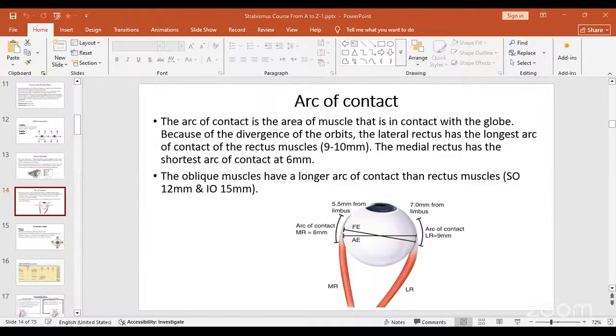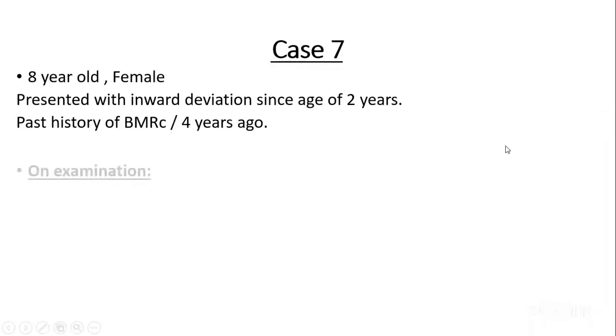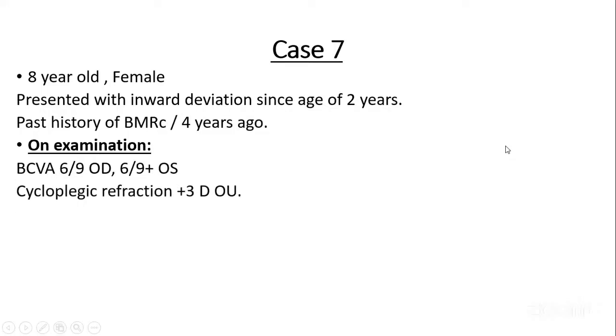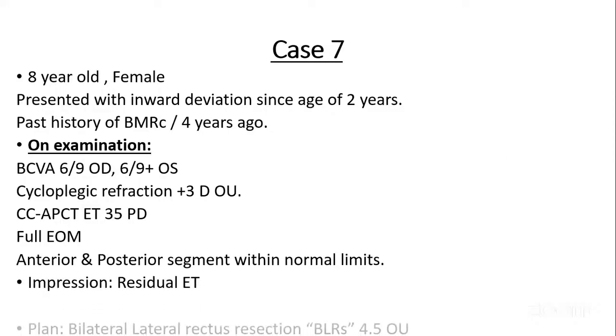So the thing is how much. For the medial rectus, we can do up to 6, in other references 7 millimeters. For lateral rectus, 9 in some references, up to 10 millimeters. For superior and inferior recti, usually 6 to 7 maximum, not more than that. Okay?